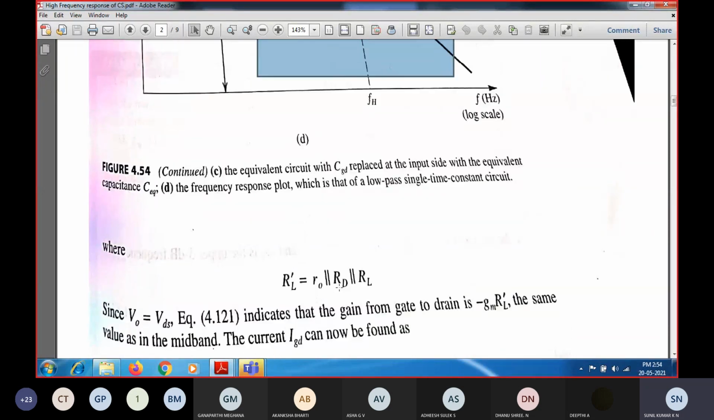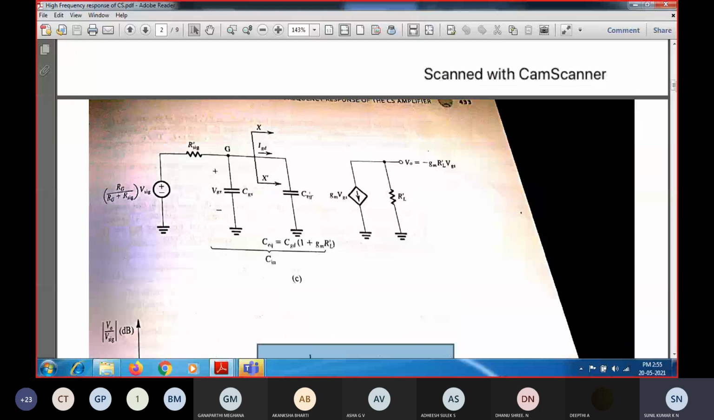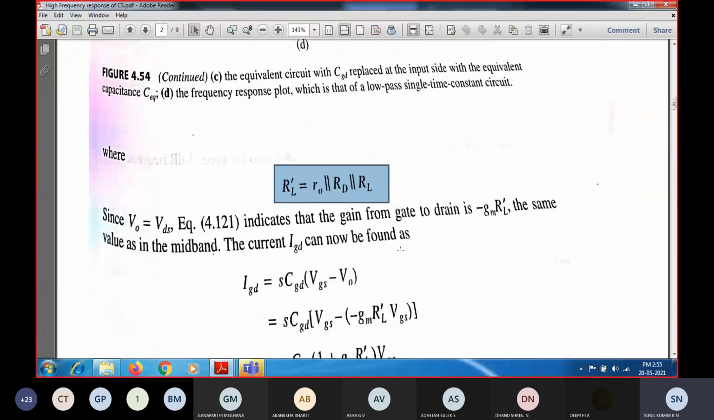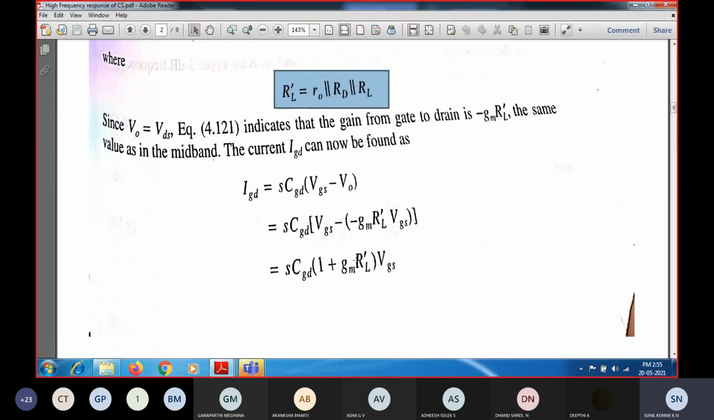So now we need to find out the equivalent output resistance. The output side is RD parallel RL parallel R naught, so we name it RL dash, equal to R naught parallel RD parallel RL. Now we know the gain from gate to drain is nothing but minus GM into RL dash, that is, minus GM into R naught parallel RD parallel RL. That is the gain which you are going to get.